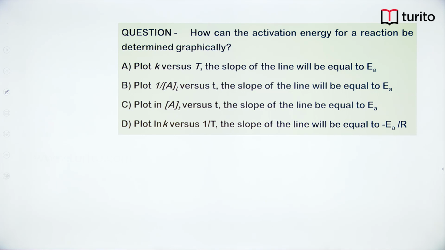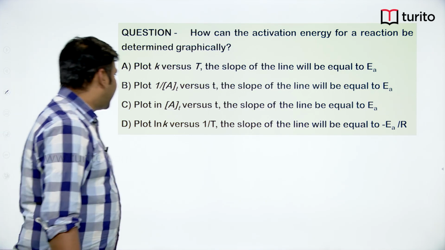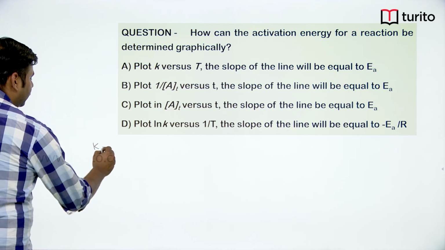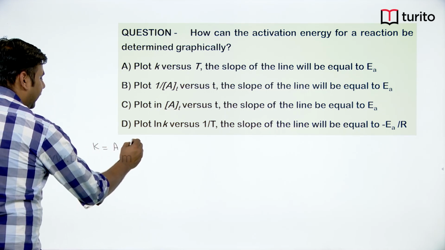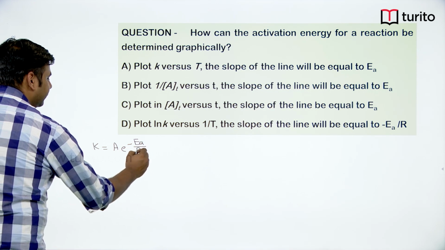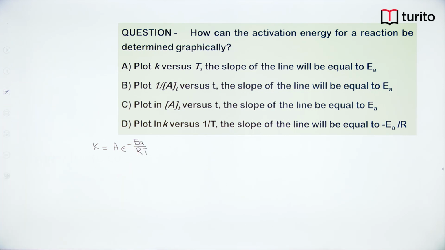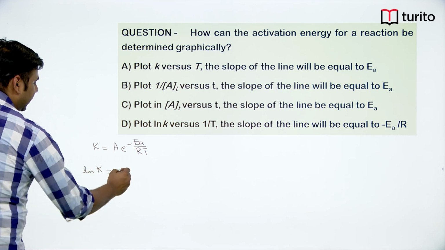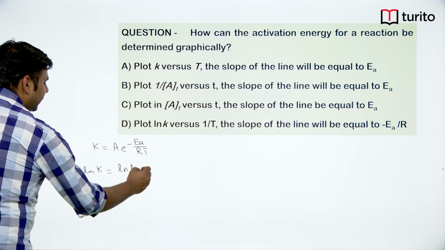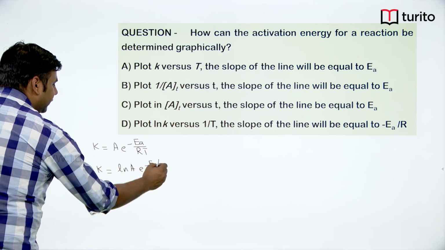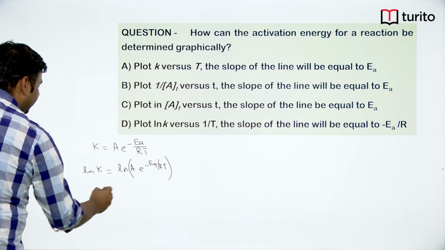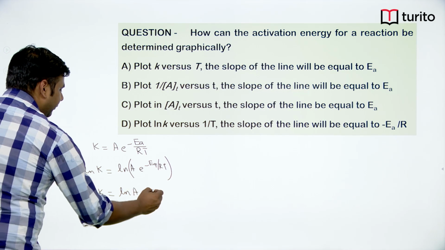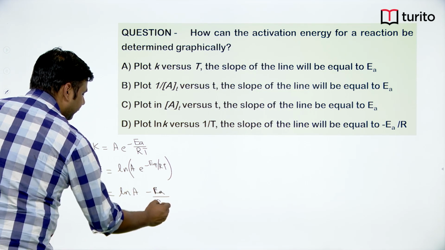Now let us look at the other question. How can the activation energy for a reaction be determined graphically? We know that K equals A into e raised to minus EA by RT represents the Arrhenius equation. When we take log, we write ln K equals ln of A into e raised to minus EA by RT. We know that ln of x into y is ln x plus ln y. So this is ln A minus EA upon RT.